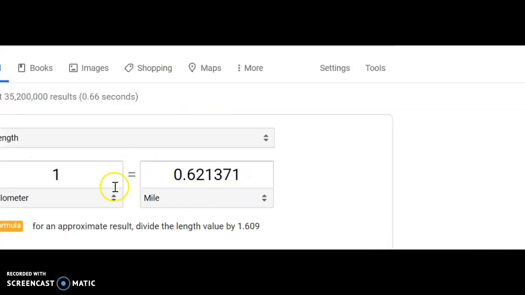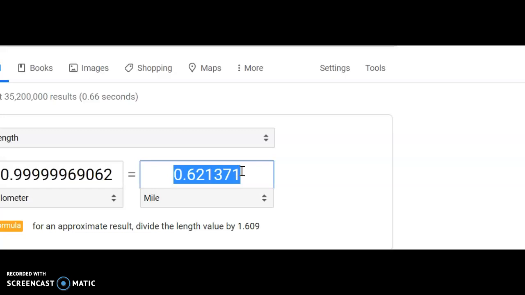Okay, so again, we have to do a conversion here. And the lucky, nice thing that they're always going to do for us is they're always going to give us the formulas. So for here, we have 1 kilometer equals 0.621371 miles.